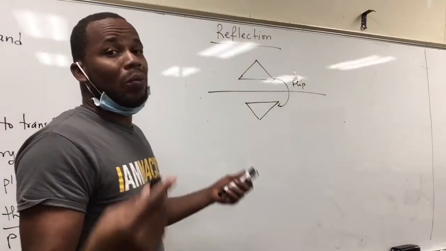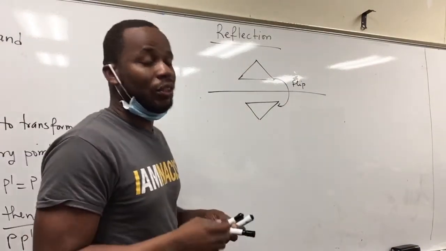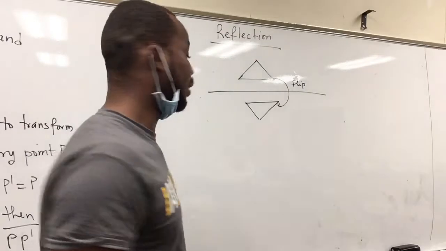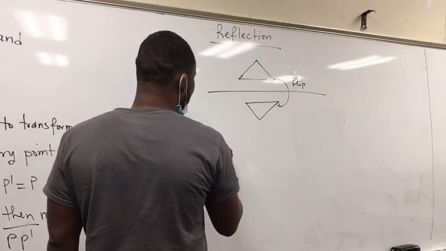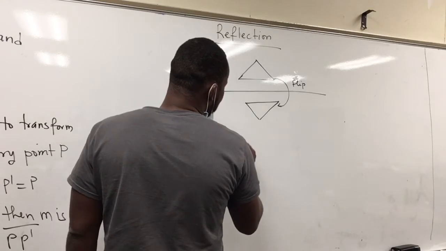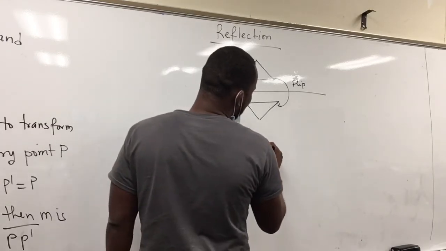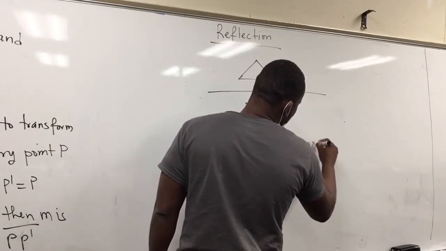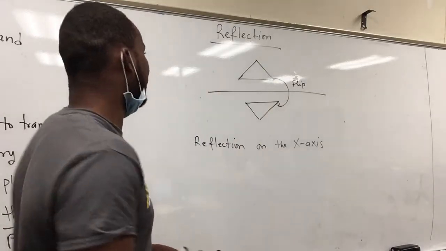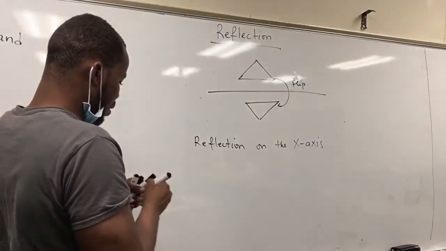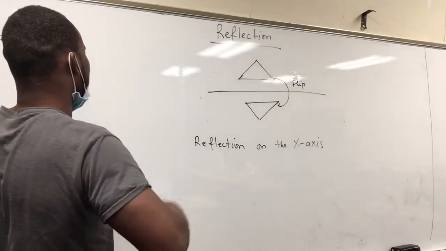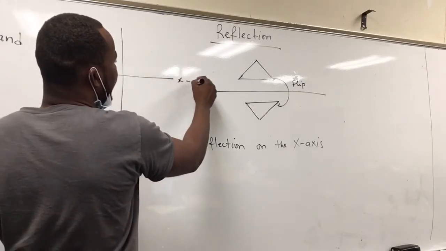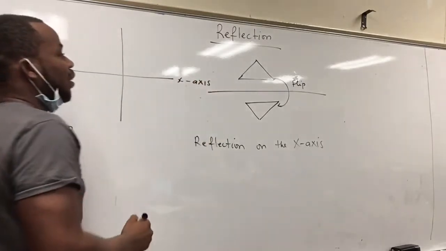Now, there are different types of reflection. Let's say that we have a line, which is, let's say the x-axis is a line. So we are going to look at reflection on the x-axis. We already talked about the Cartesian plane, a two-dimensional figure, right? And this is our x-axis. Now, the x-axis is now our mirror.